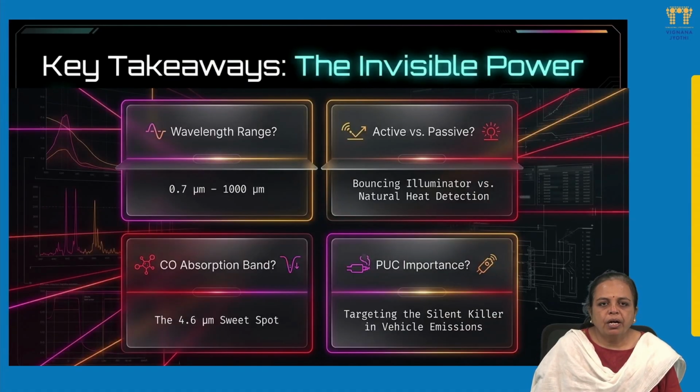After completing this, we have to find out the wavelength range of this spectroscopy. I hope everyone understands that it is 0.7 micrometer to 1000 micrometer. What is active and what is passive? How can we find out what is active IR and what is passive IR? What is the carbon monoxide absorption band? We know it is 4.6 micrometer, and how we can incorporate it in the PUC, or vehicle emission, for whatever carbon monoxide gas is there.